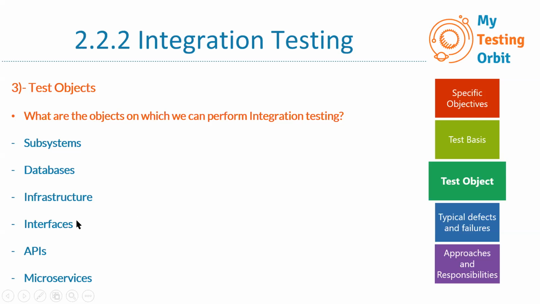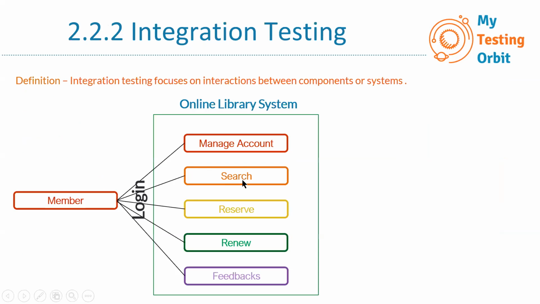Next one is interfaces. Let's first see what an interface is. We keep on talking about interfaces, so let's just cover the concept. An interface basically defines how a component or a system interacts with another component or another system. By performing integration testing of interfaces, we verify whether these interfaces are working as per the specifications or not. For example, if we go back here and we perform this search function.